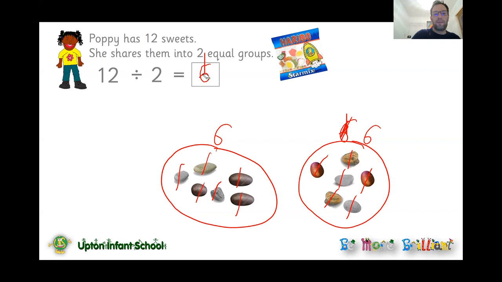6, there we go, that's better. So Poppy had 12 sweets. She shares them into 2 equal groups, and in each group there are 6 sweets.